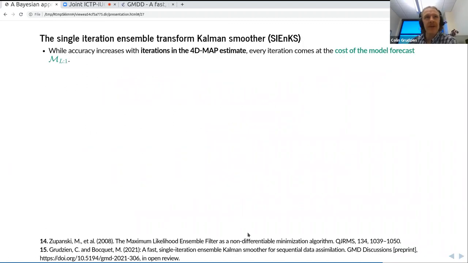Now, to get into the new results part. While the accuracy increases again in using additional iterations of the 4D MAP estimate, the big cost of this is that every iteration comes at the cost of the model forecast, and the model forecast over this entire data assimilation window. So with these large geophysical models, an ensemble forecast is the leading order cost because it's so expensive to run all these equations of motion.